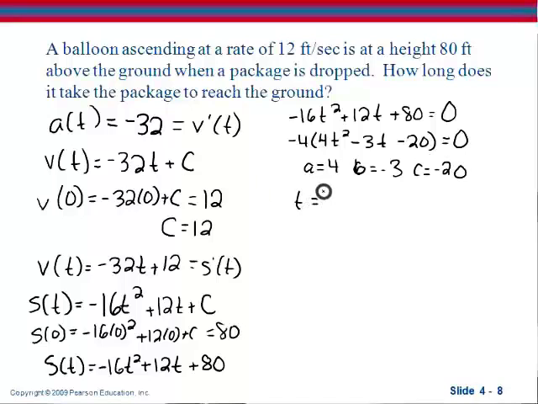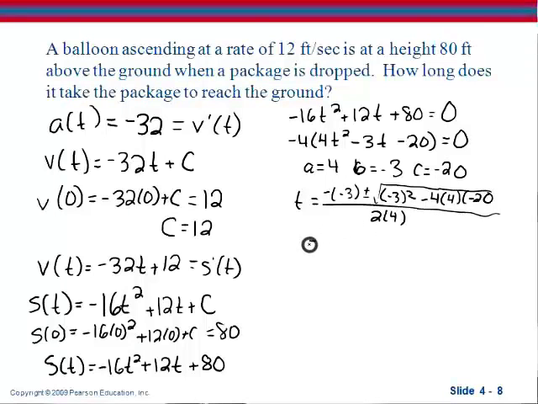Okay, so we're looking at time here. It's negative B plus or minus the square root of B squared minus 4AC, and that's all over 2A. So that's negative negative 3 is 3. Negative 3 squared is 9. Now notice we have a negative and a negative, which makes that positive. 4 times 4 is 16. Times 20 is 320. All over 8 gives us 3 plus or minus the square root of 329 over 8.